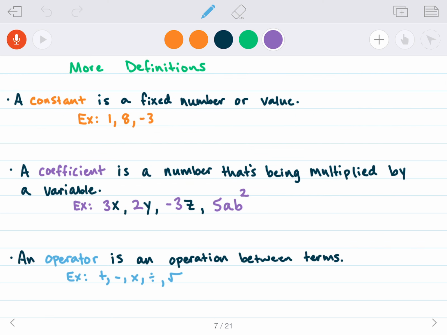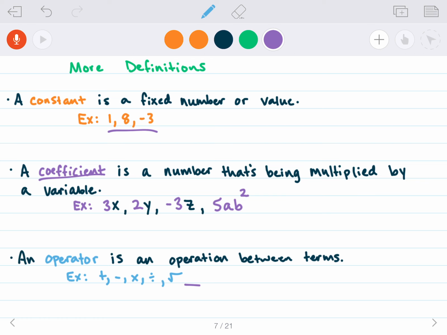So here's some more definitions that we're going to refer to in the next coming slides. I know this isn't the most interesting thing, but it is pretty fundamental to know this stuff before we delve into the actual fun stuff, the algebra and the problem solving. So here's another definition. A constant is a fixed number or value. So for example, the numbers 1, 8, -3, these are all constants.